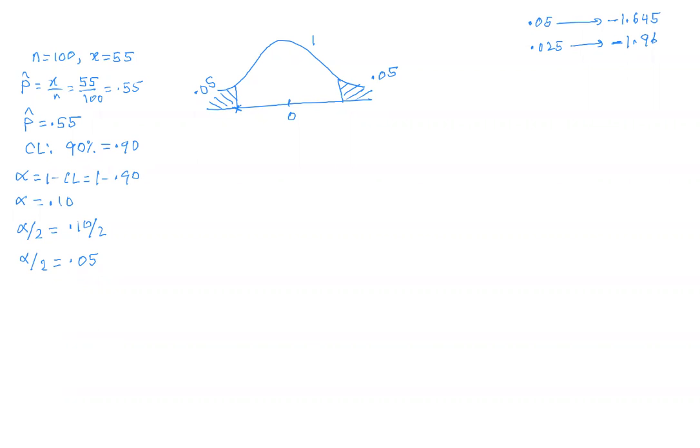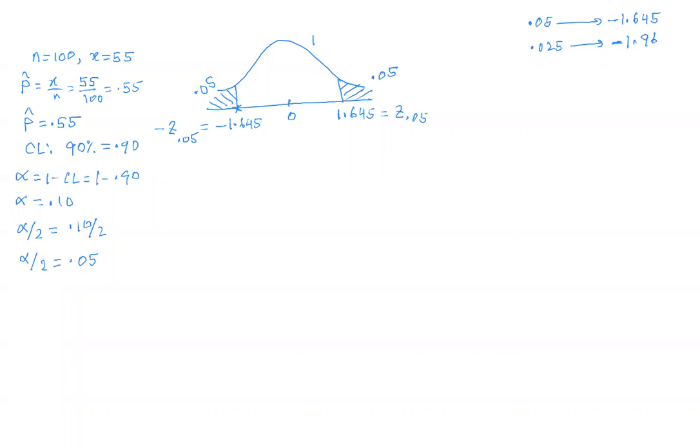So this is negative 1.645. That is the same as negative z sub 0.05. And by symmetry, the right side is going to be 1.645, and that is z sub 0.05.